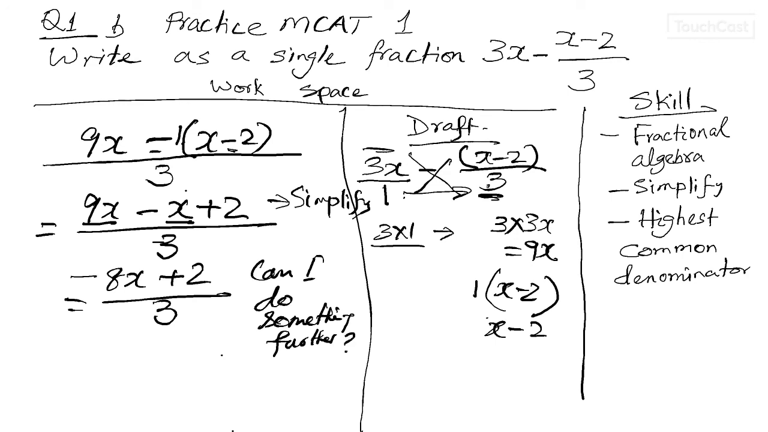Can I factorize anything from there? No. Can I divide it by 3? No way. So, only thing perhaps we can do is write it as 8x over 3 plus 2 over 3. Don't try to make your life complicated. Just simply leave it like that, and that should be the final answer.